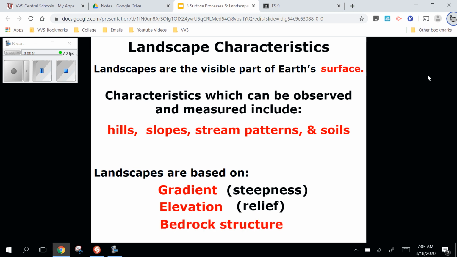And then finally, we look at bedrock structure. Probably one of the most important things to differentiate your landscapes is your bedrock structure. If you dig down into the ground, what does it look like? Is it horizontal sedimentary layers? Is it distorted metamorphic rock? Is it giant igneous rock bodies? What is it? So that's what we look at.